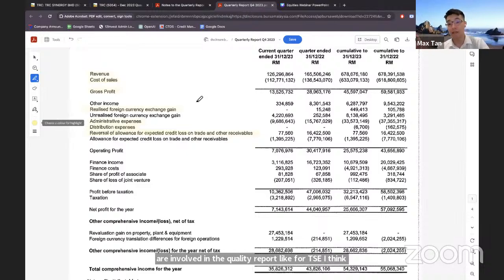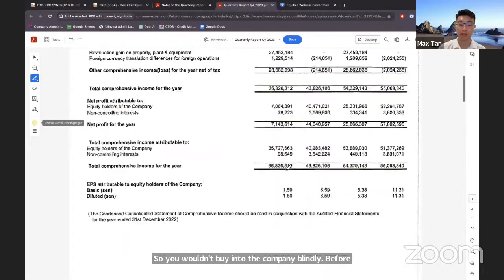Some funny companies, you will see that they make a gross loss on their revenue, but they have a high other income. Then suddenly their profit after tax becomes a positive number, right? So as you study more quarterly reports, you understand more whether the finances make sense to you or not, right? For example, last quarter the company made 10 million, suddenly this quarter 100 million. So there must be something happening, right? So you wouldn't buy into the company blindly before studying what is actually going on with the company, right?